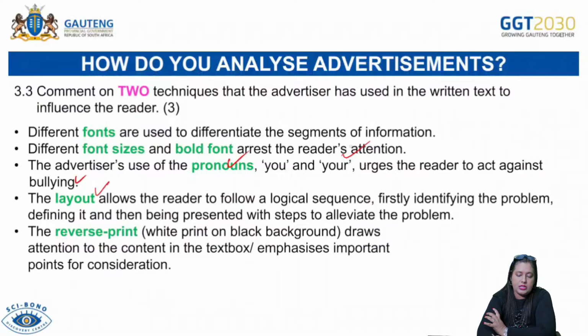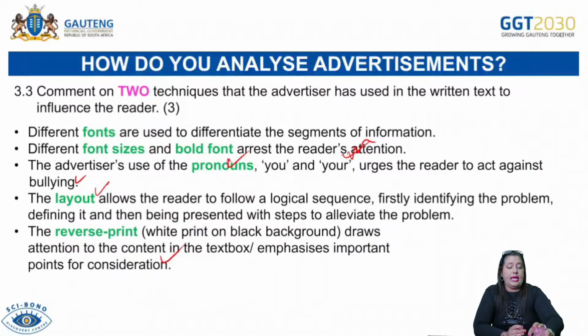And then you've got the reverse print, white print on black background, draws attention to the context in the text box, emphasizes important points for consideration. So the moment you take any of those two techniques, mention them and explain them in context, you're getting the 3 marks. All right. So there is a lot in the particular advert that's given to you. You need to find 2 that you can explain very well to get the 3rd mark.